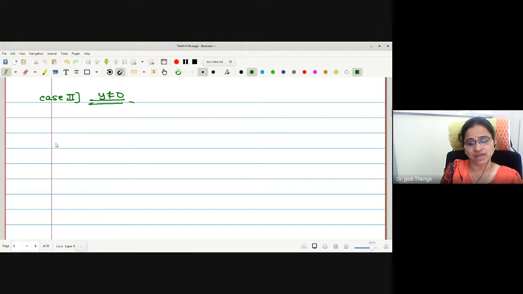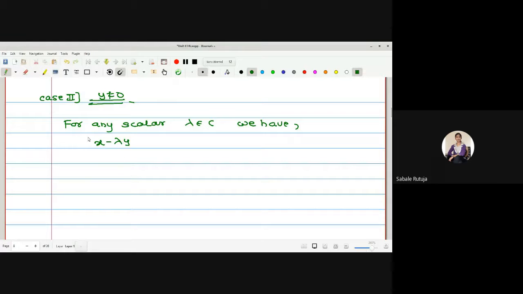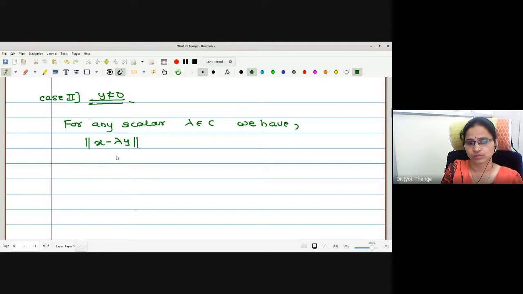What we will start with? We will start with the relation between norm and inner product, which will help us to prove the required result. For this, I will start with any scalar lambda in C. Suppose we have two vectors x, y in the corresponding space. Therefore, what about the vector x minus lambda y? May I say it will be in the same inner product space? Yes, ma'am. And what about its norm value? Non-negative.